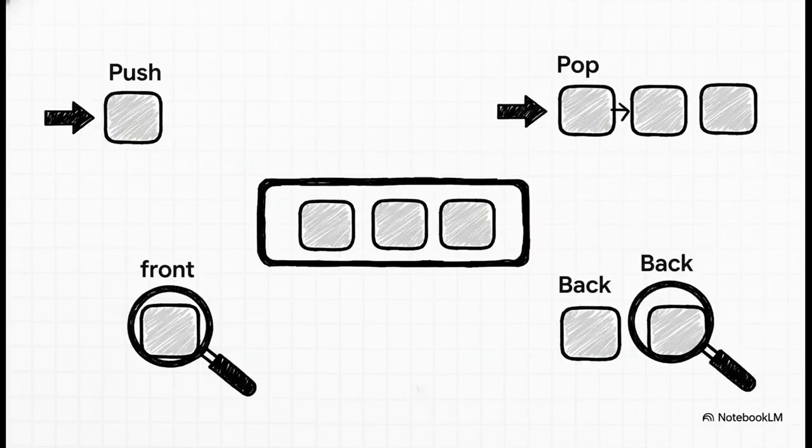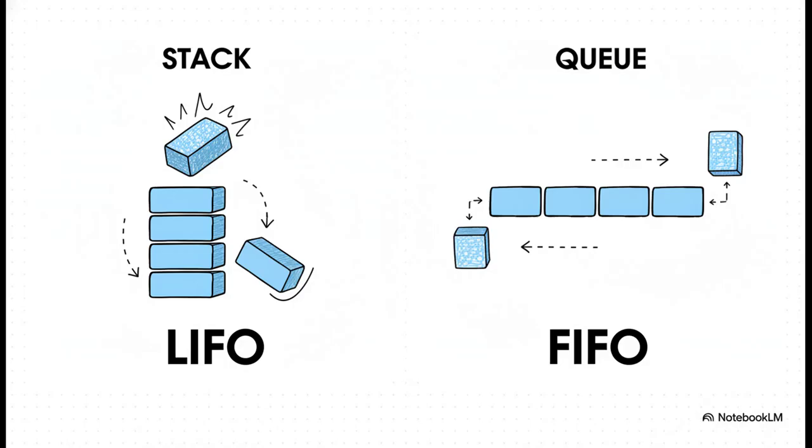The operations for a queue totally reflect this real-world line. You push a new element to the back of the line, but when it's time to process something, you pop it from the front, and that's the absolute key difference from a stack, right? You add to one end, and you take from the other, just like a real line of people. Okay, let's just pause for a sec and put these two head-to-head. You've got the stack, which is LIFO, last in, first out, like grabbing the top book off a pile.